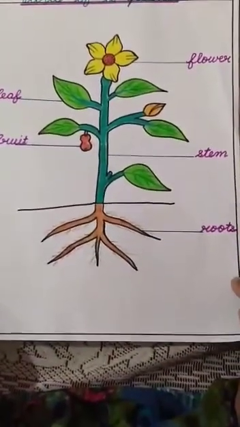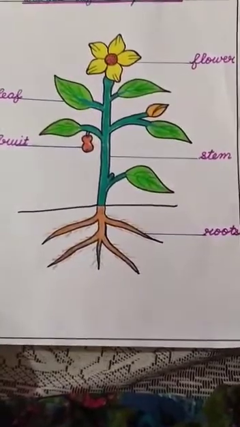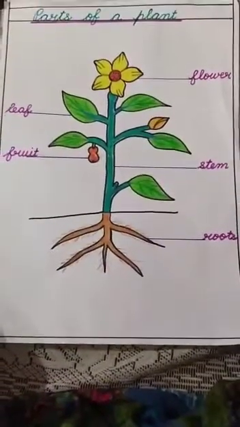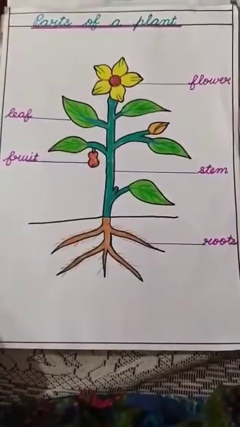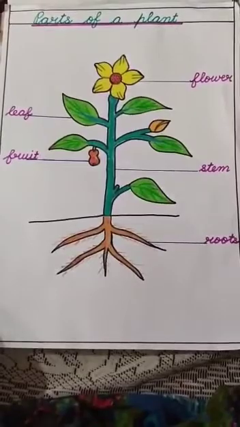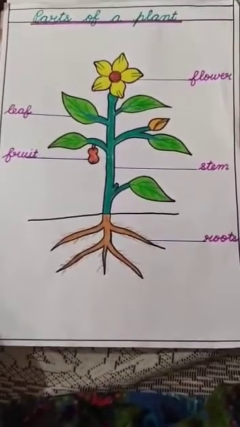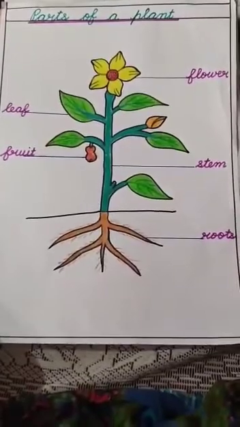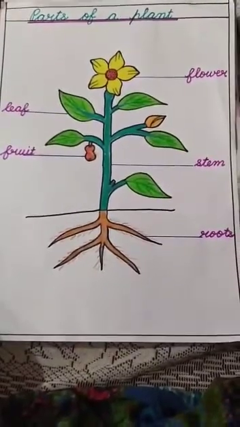Children, I hope you understood the topic very well. And now what do you have to do? You have to look at the plants around your home and try to recognize different parts of those plants. You can also take help of your elders while doing this activity.